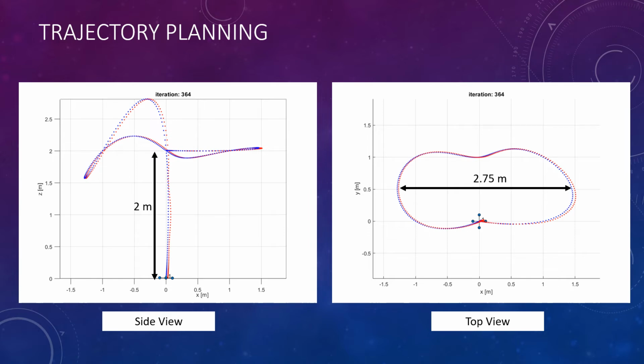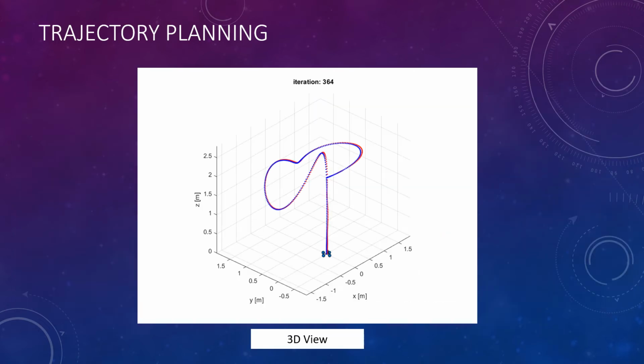Here we are trying to simulate a path for both hovering and landing, where the drone starts from a high point, makes a route above, and descends from that path to land. This is the 3D view of that path.